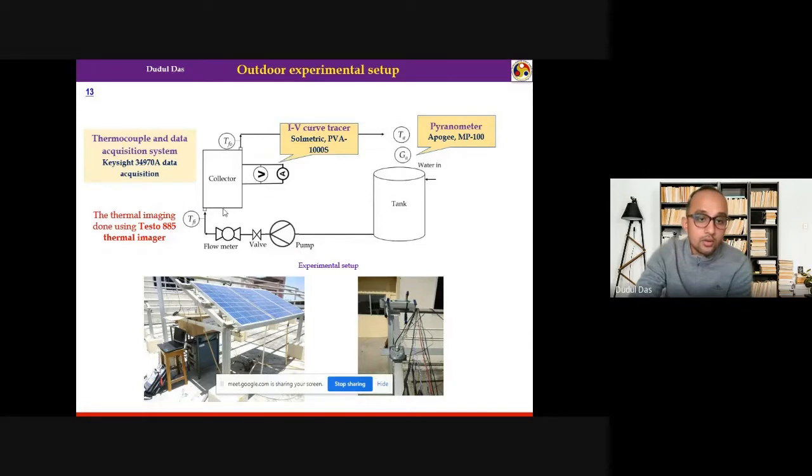So this is the outdoor setup. This is the collector, and from a fluid tank generally, or in our case we have used water as the circulating fluid or heat collecting fluid. From the tank we use a pump. From the pump we feed this heat transfer fluid into the collector, and then from the collector the heated fluid goes out and again is collected in this tank. This is a very huge tank, almost 5,000 liters. So the temperature remains almost constant for the inlet fluid.